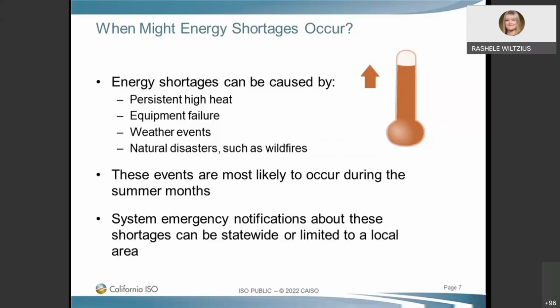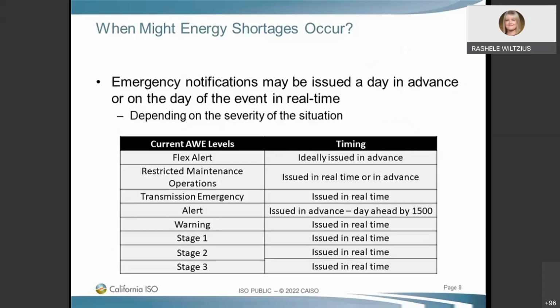So here's some background with regards to notifications and why they're important. Energy shortages can be caused by a bunch of different things: persistent high heat, equipment failures, weather events. These events most likely occur during the summer months, such as weather events and wildfires. They can be local shortages or they can be statewide. So we need to notify local folks or statewide folks. And they're also issued at varying times.